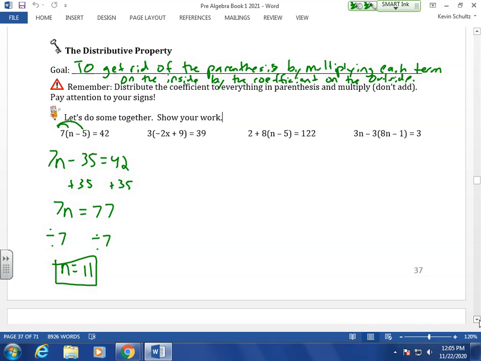I did not do this on the above equation. Shame on me, but I should be. Once you get that answer, check it, right? Does 7 times 11 minus 5 equal 42? Well, our parentheses, 11 minus 5 is 6. 7 times 6 does equal 42, so it checks out. Okay, checks out. The fourth one, a bit more complicated here.